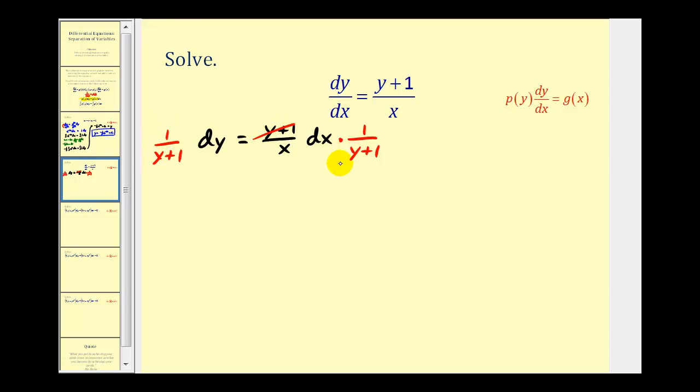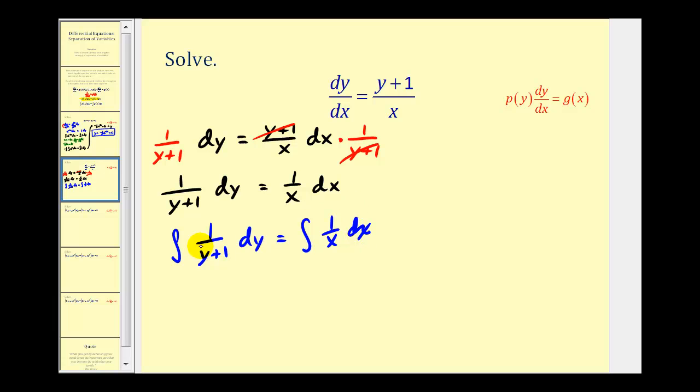Notice how this would simplify to 1. So on the right side, we're going to have 1 divided by the quantity y plus 1 dy equals 1 over x dx. Now that we have y on one side and x on the other, we can integrate. Well, the integral of 1 divided by the quantity y plus 1 with respect to y would be the natural log of y plus 1 plus a constant, which we'll put on the other side, equals the integral of 1 over x with respect to x, which is natural log x plus c.